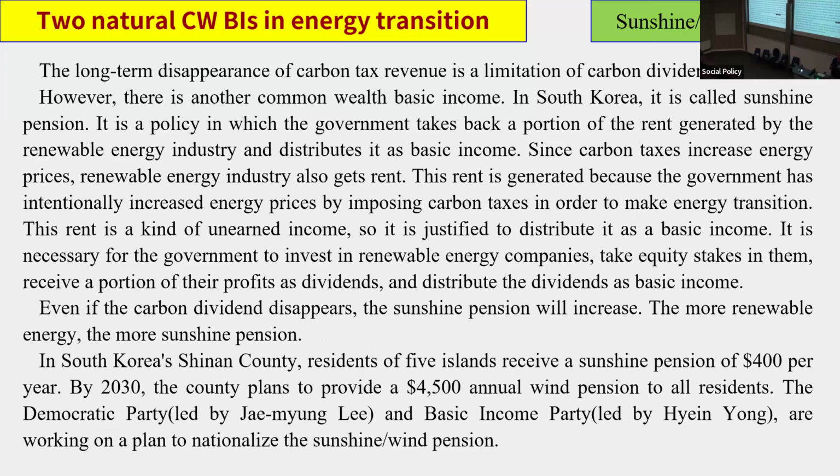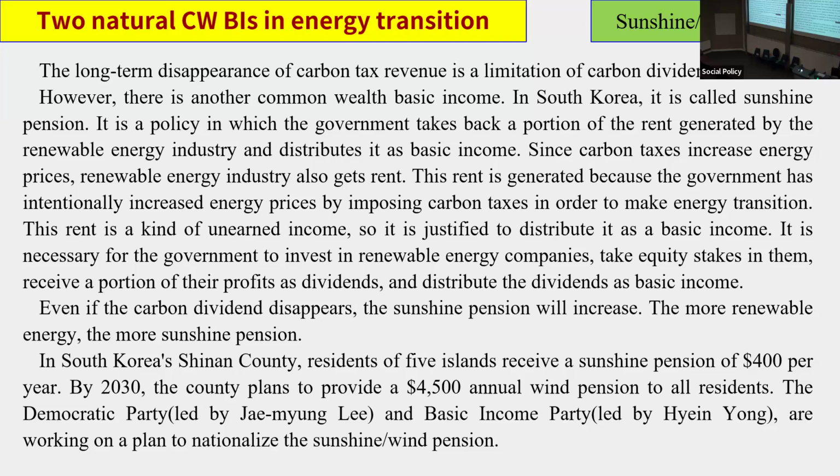Yesterday I quickly inserted these 3 slides to answer the argument. The long-term disappearance of carbon tax revenue is a limitation of carbon dividend. However, there is another Commonwealth basic income in the energy transition. In South Korea, it is now called Sunshine Pension. It is a policy in which government takes back a portion of rent generated by the renewable energy industry and distributes it as basic income.